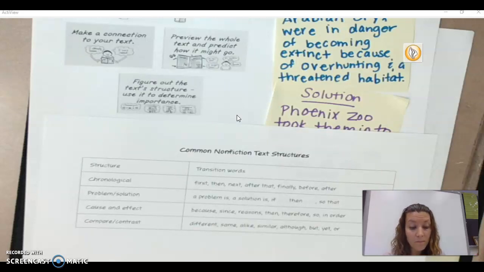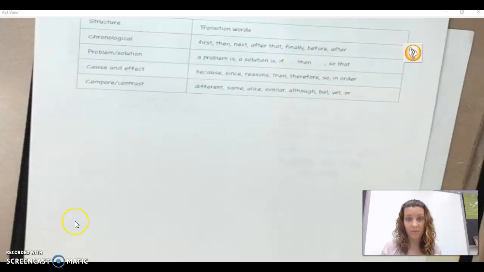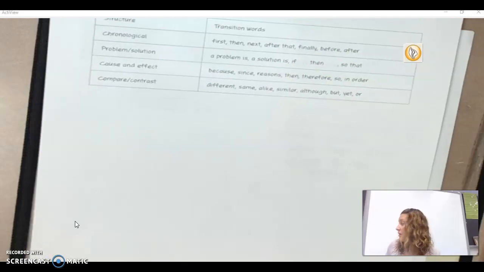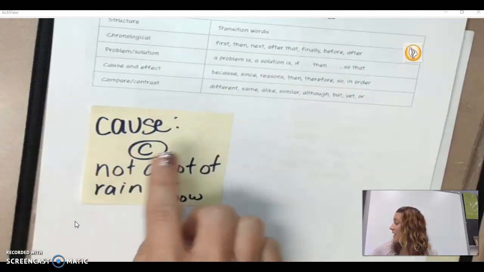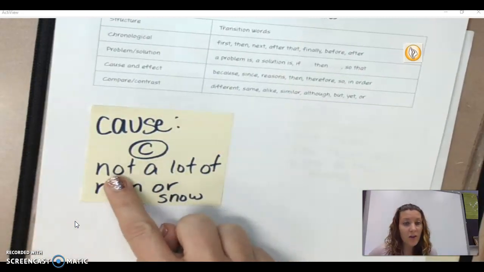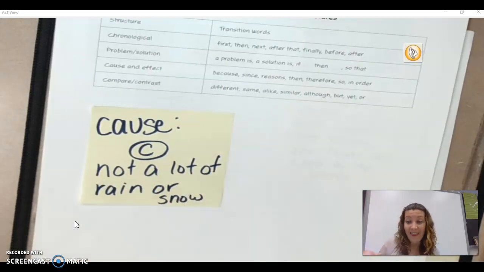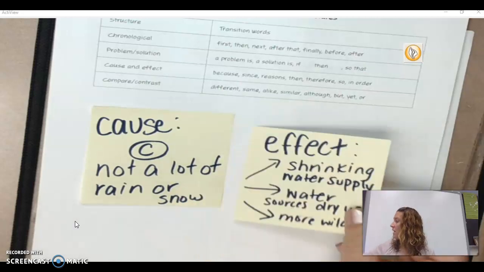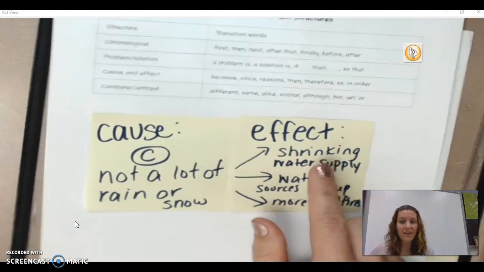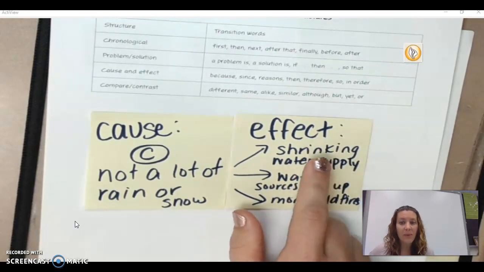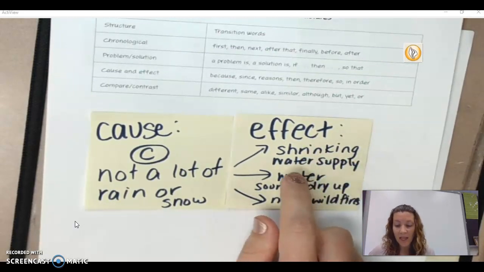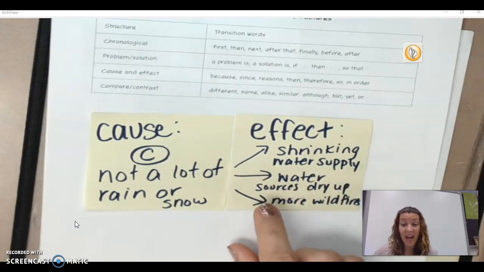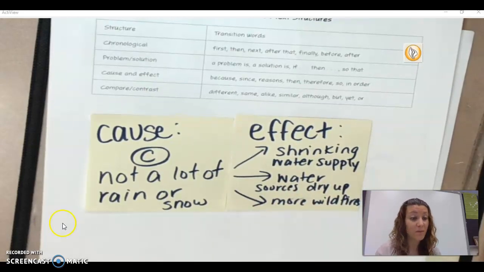Okay, friends, I want you to take a moment and talk about what are the causes and effects of droughts. All right, let's see if you also jotted down in your notebook the causes and effects that I was thinking of. So in this case, I use C for cause, and we know that a drought occurs when there's not enough rain or snowfall. And then as a result, what happens? That's an effect, right? So as a result, all of these things happen when we don't have enough rain. The effects are that we have a shrinking water supply, that our water sources, like creeks and rivers and lakes, dry up, and then wildfires are much more likely to occur.